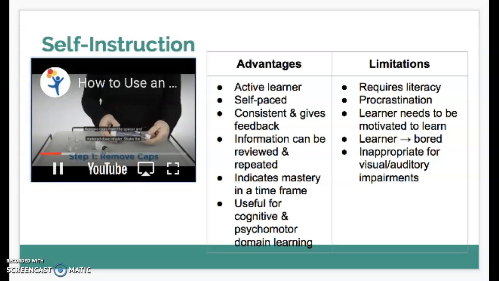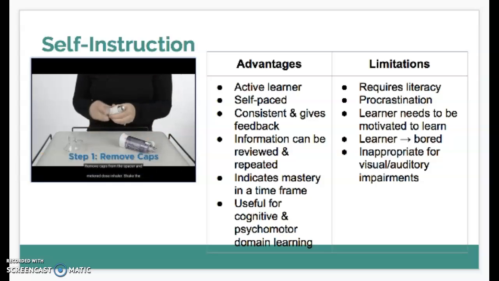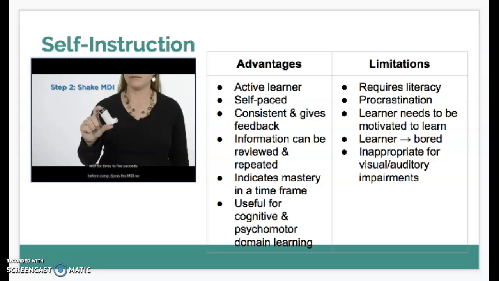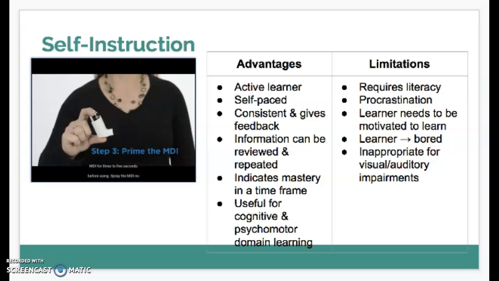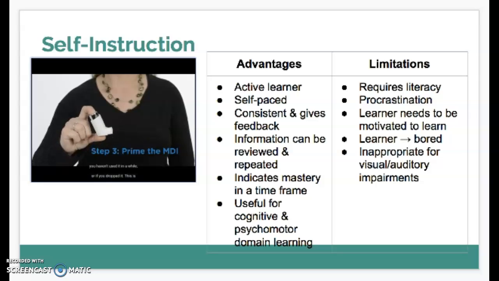Remove caps from the spacer and metered dose inhaler. Shake the MDI for 3 to 5 seconds before using. Spray the MDI no more than 4 times before using it for the first time if you haven't used it in a while or if you dropped it. This is called priming the MDI.